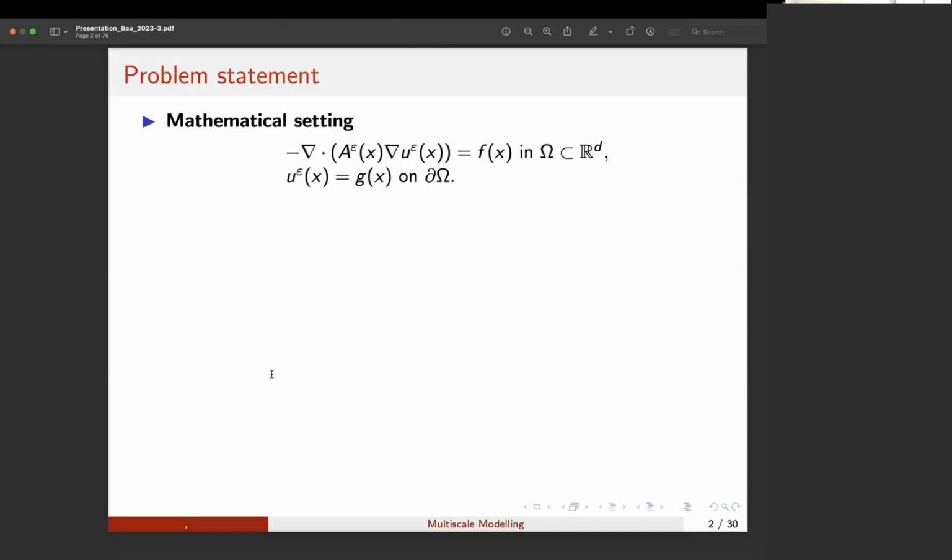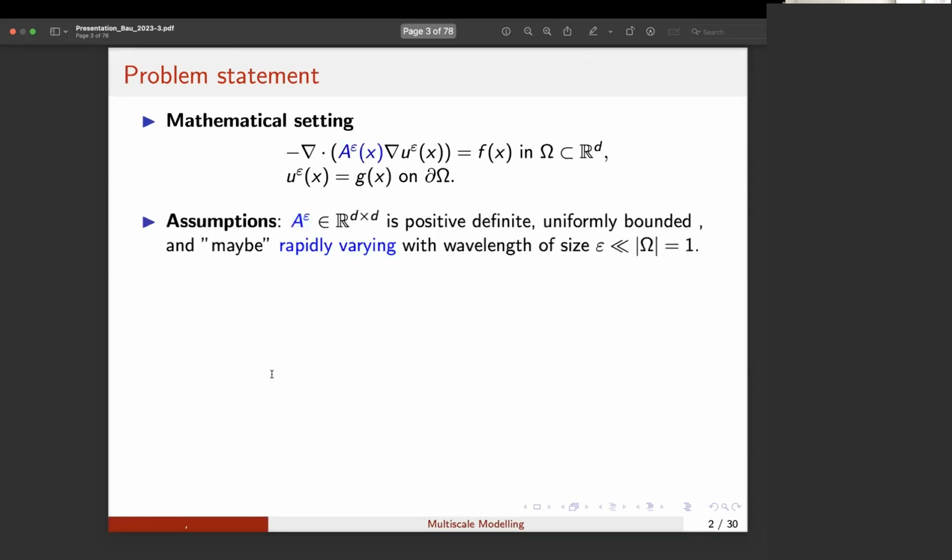So I would like to start with the problem of homogenization, and then we will get an understanding of why we deal with the infinite domain problems here. So assume that we have an elliptic PDE, and here we assume that a epsilon is a rapidly varying function of wavelength of size epsilon, and epsilon is assumed to be much less than the domain size, and we assume that the domain size is of order 1 for now. And just for simplicity, f and g are smooth functions for the moment.